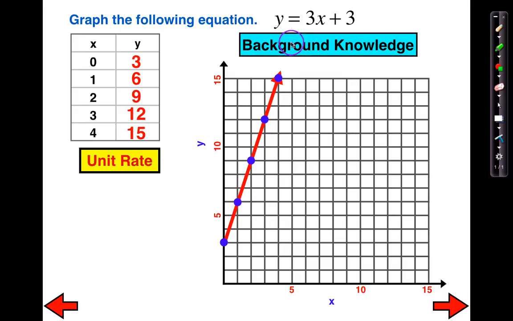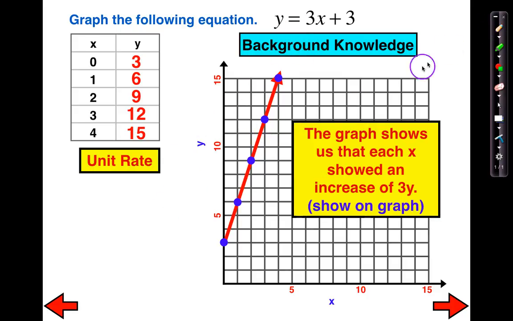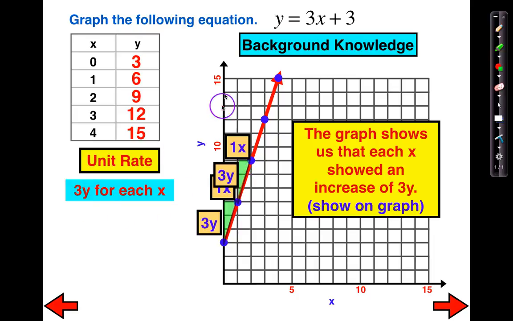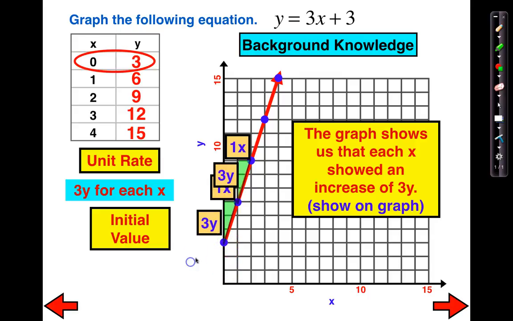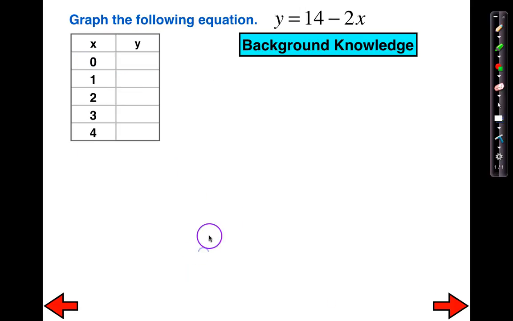Here our unit rate is going to be represented that for every 3 y's, it's moved over 1x. Okay, again, for every 3y, it's moved over 1x. So here, my unit rate would be 3y for each x. Initial value, where did this graph start? It started right here when x was 0, y was 3. Okay, that could be seen on the graph or that could be seen on the table that you used. So both ways will give you the same answer.